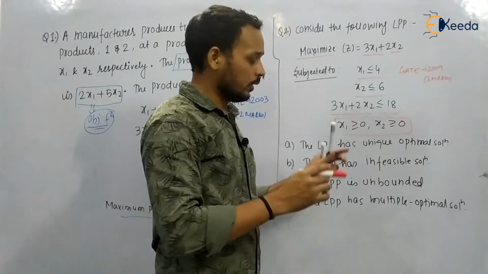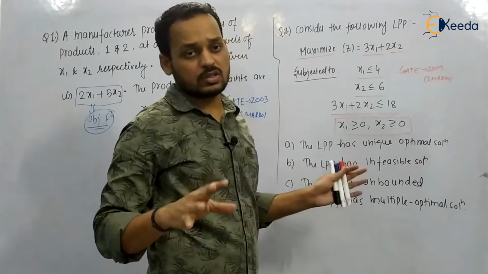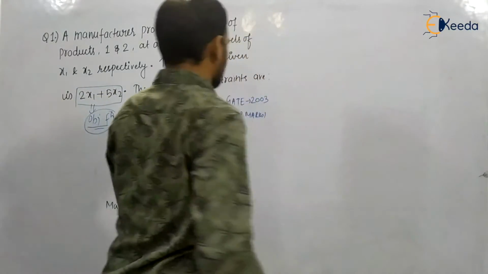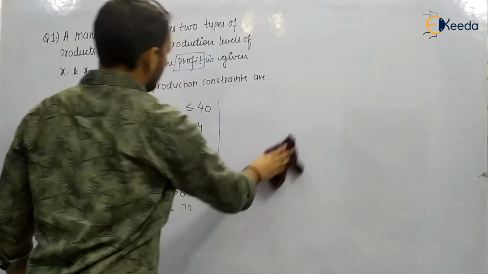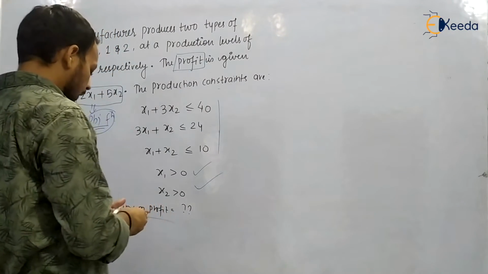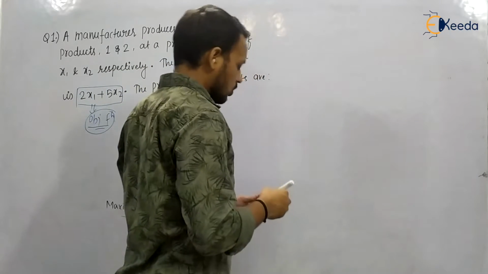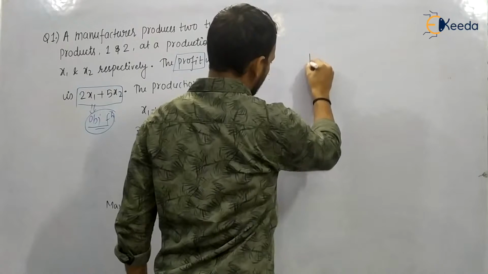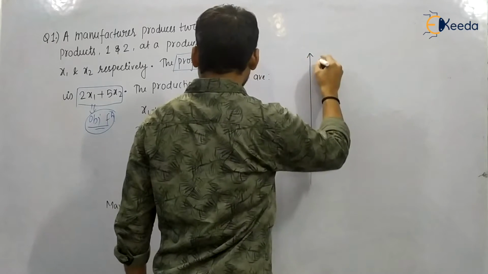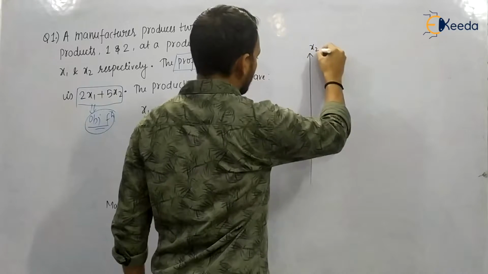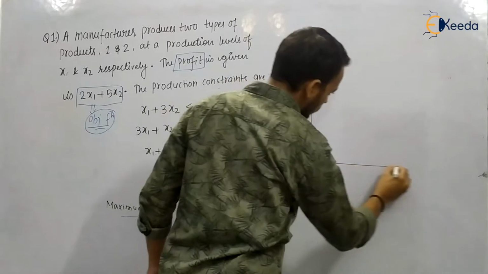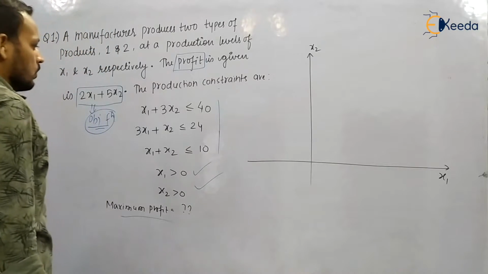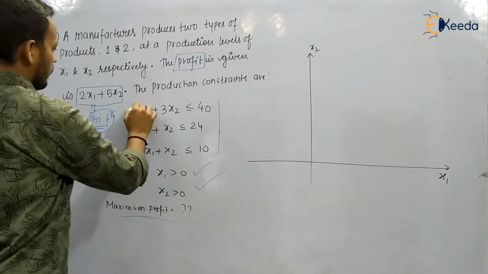So you know everything. We just need to solve it. We will take the first question. We already know how to find graphical method solutions. Just go and plot it on the graph. We have two decision variables, x1 and x2, so we will plot both of them on the graph.